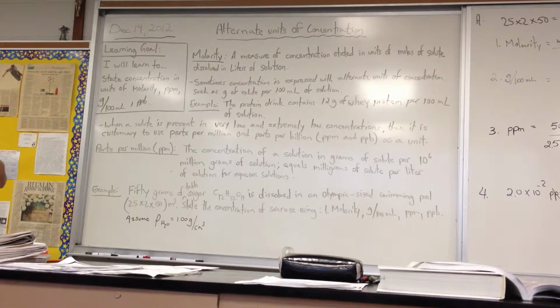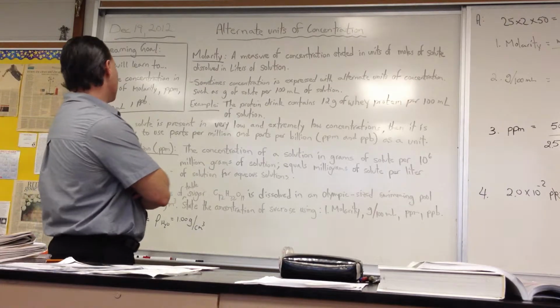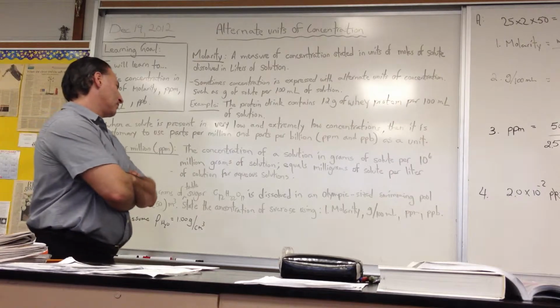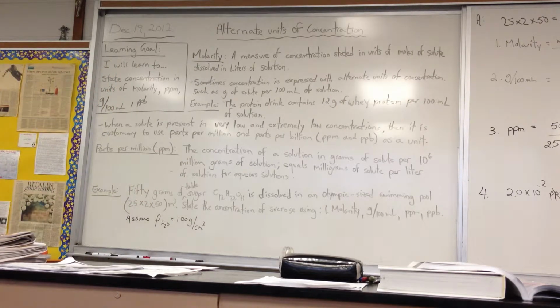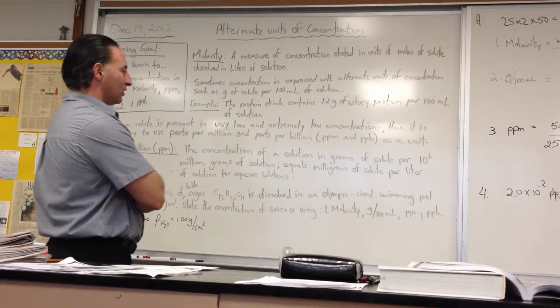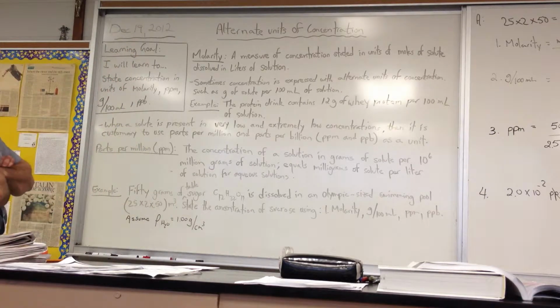When a solute is present in very low and extremely low concentrations, then it is customary to use parts per million and parts per billion as a unit. Parts per million, by definition, is the concentration of a solution in grams of solute per 1,000,000 grams of solution, which can also translate to milligrams of solute per liter of solution, because the density of water is 1.0 grams per milliliter. We're going to assume that the density of water is 1, very close, and it is very close to 1.